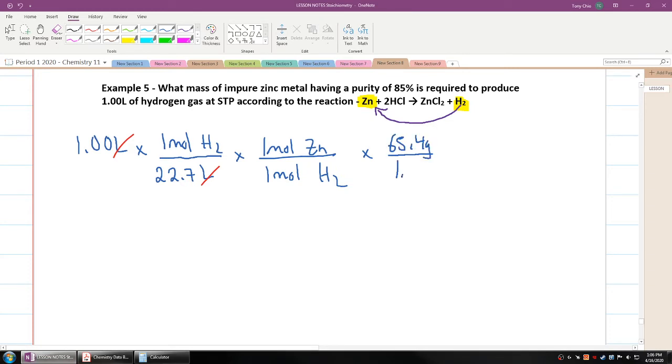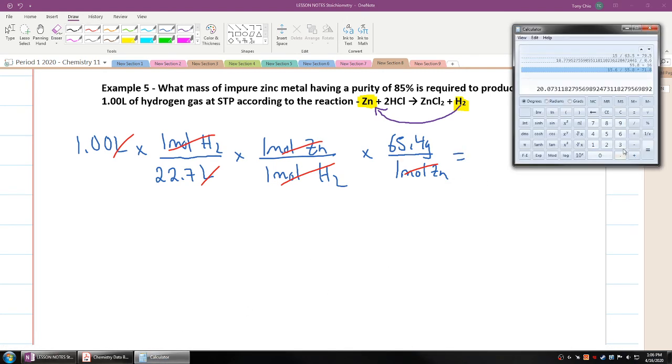65.4 grams over 1 mole of zinc. So that will cancel your remainder, so you're left with just mass. If I were to put this in my calculator, I will find 1 liter divided by 22.7 times 65.4. I will expect to get a mass of 2.881.